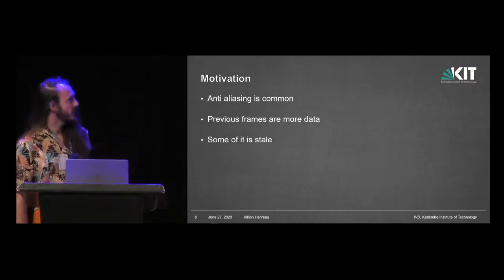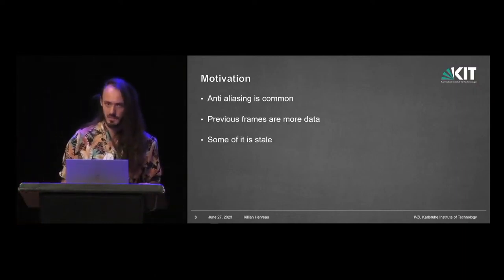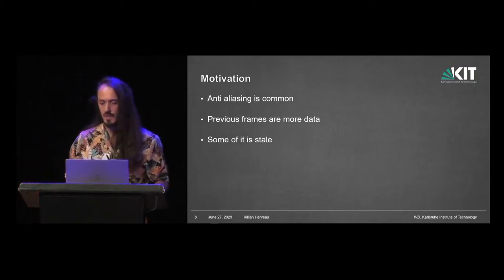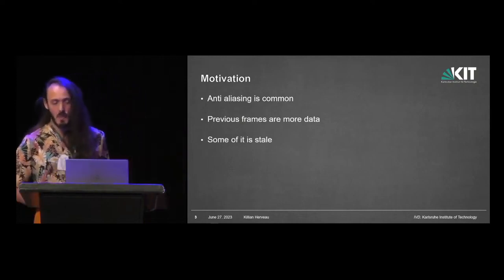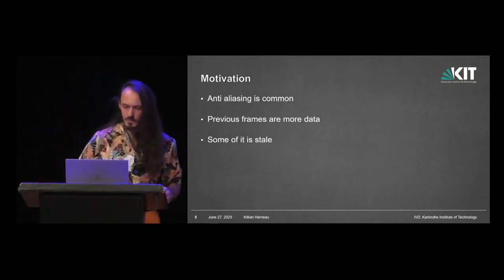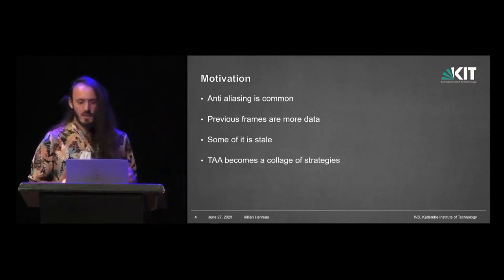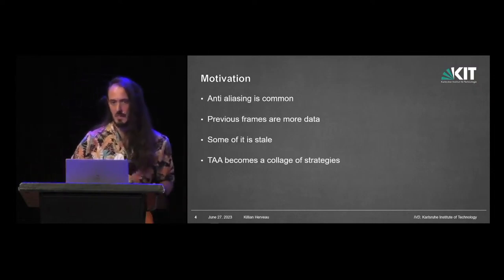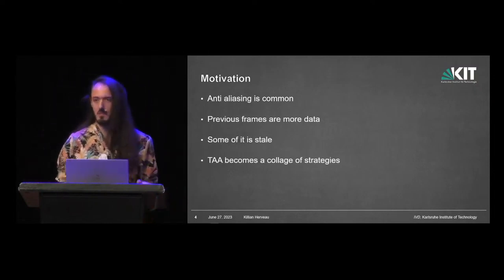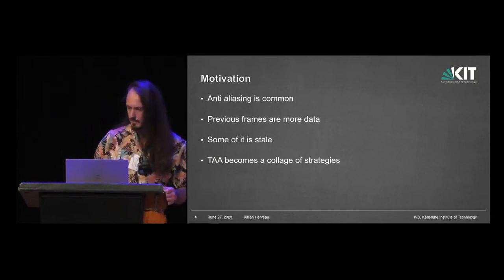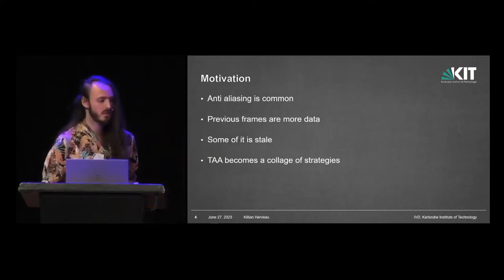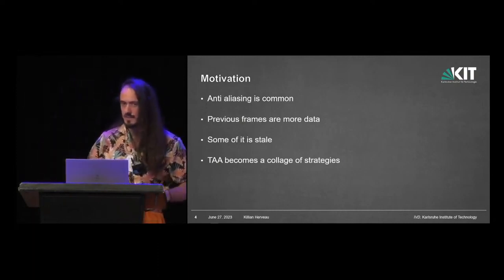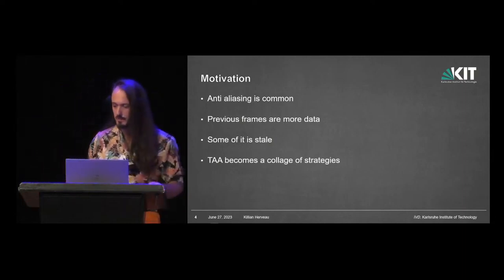So previous frames are more data, but only some of it is good data. And temporal anti-aliasing has a problem, which is you need to get rid of the bad data and keep only the good one. And this is difficult. And at some point, temporal anti-aliasing becomes somewhat of a collage of strategies, which are somehow a little arbitrary at some point, and they do get some correct results, and it's decent, but it feels like it's asking more questions than it's actually giving a good answer to the initial problem.